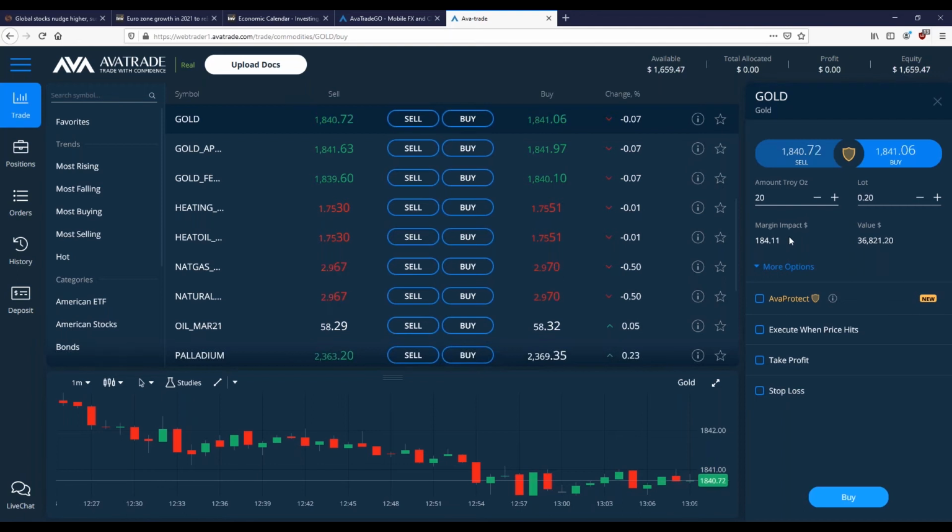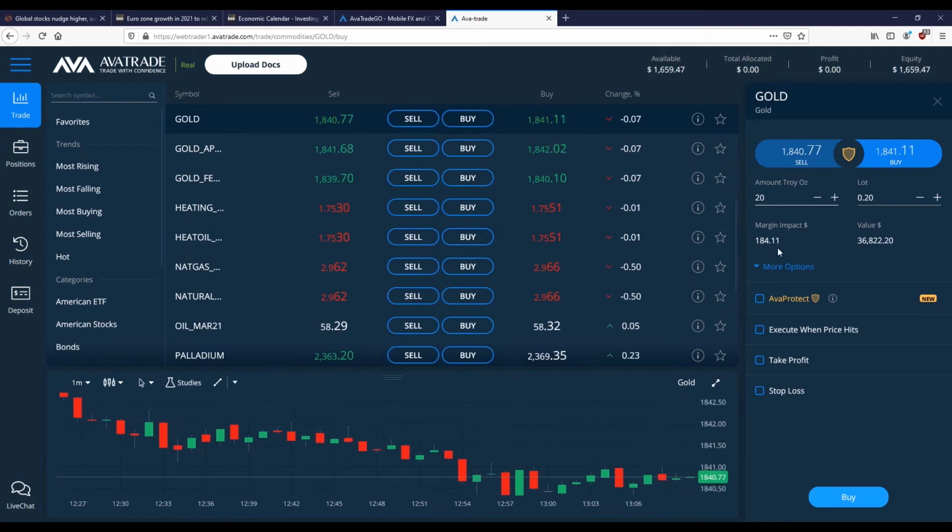It knows my leverage. It calculates to open this amount of ounces of gold, here's how much will go to margin. So I know right away that it's that amount going to margin, leaving the rest of my equity as free margin.